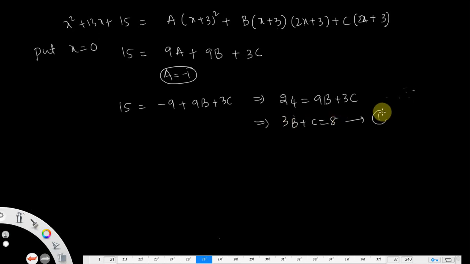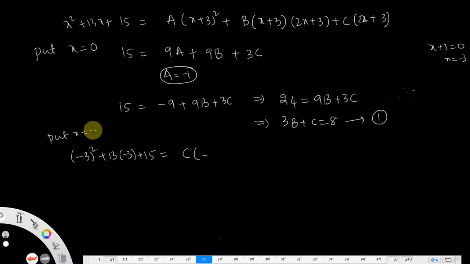This is equation 1. Then observe this expression for finding the value of C. Keep C as the constant. In this the common factor is x plus 3, so put x plus 3 equal to 0, that means x equal to minus 3 in the expression. Minus 3 whole square into 13 into minus 3 plus 15 equal to C into 2, put x equal to minus 3 for C.